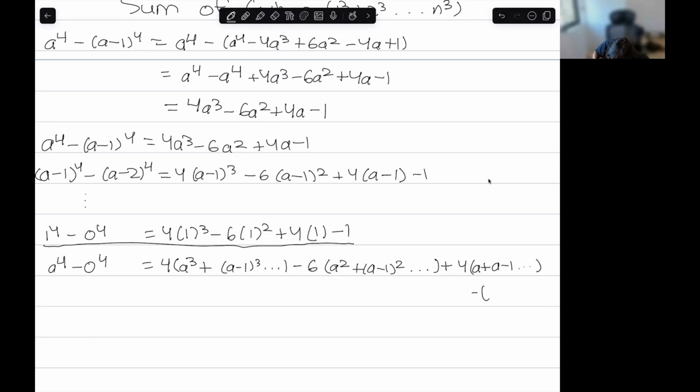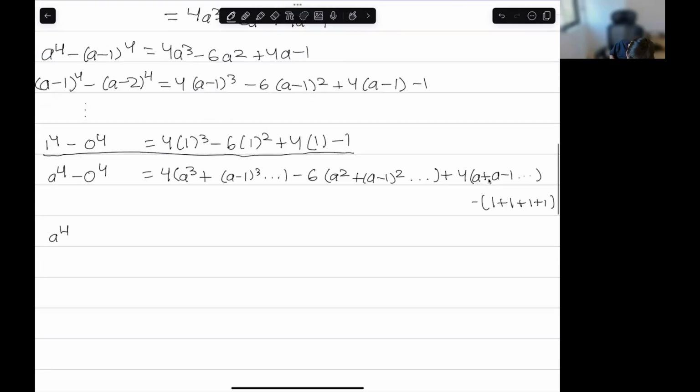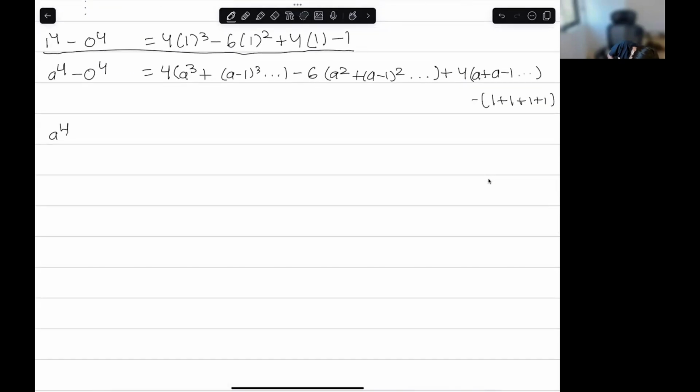It's minus 1 plus 1 plus 1 plus 1 dot dot dot. And so next we're going to now do a little bit of sigma notation, but less than last time. So this is equal to 4 times the sum of cubes, which is actually exactly what we wanted to find. So that is going to be very helpful.